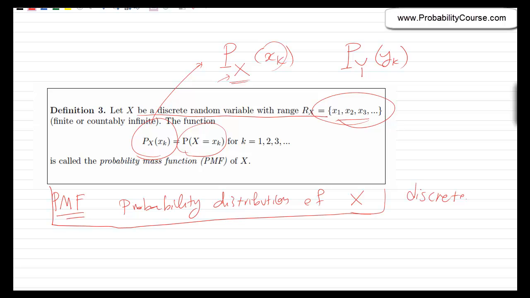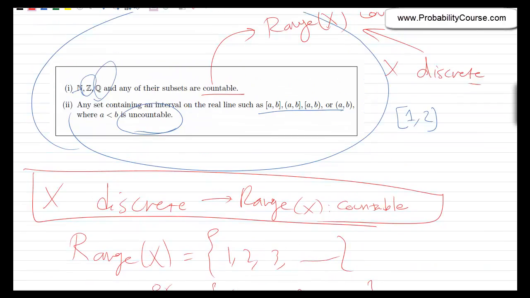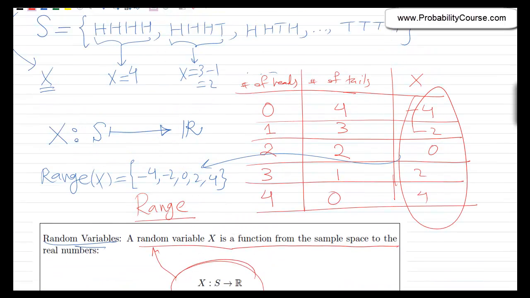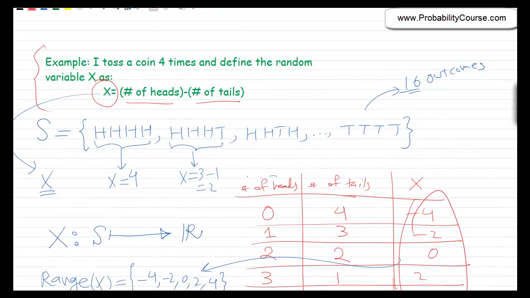So if I have a discrete random variable and you are asked to find its probability distribution, you can find its probability mass function. So let's look at an example to make sure that we can work with this probability mass function. Why not find the probability mass function for the random variable that we defined before, for the example that we just talked about at the beginning of this video?